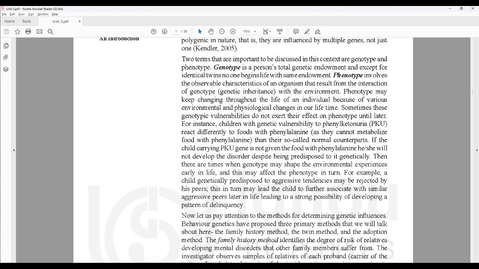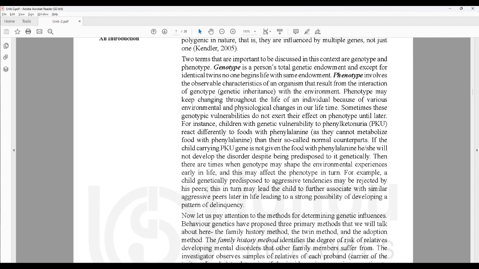For instance, children with genetic vulnerability to phenylketonuria, PKU, react differently to foods with phenylalanine, as they cannot metabolize food with phenylalanine, than their so-called normal counterparts. If the child carrying the PKU gene is not given food with phenylalanine, he or she will not develop the disorder despite being predisposed to it genetically.